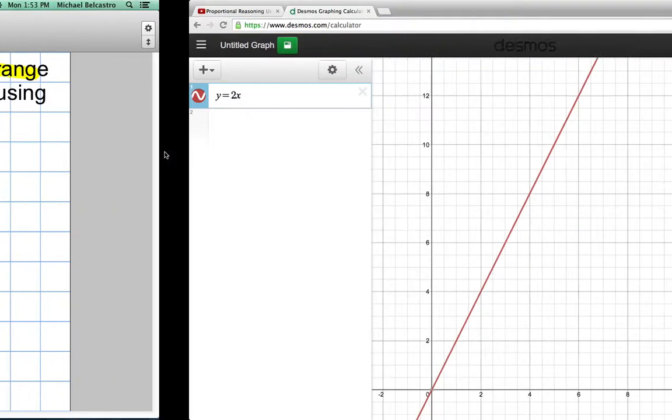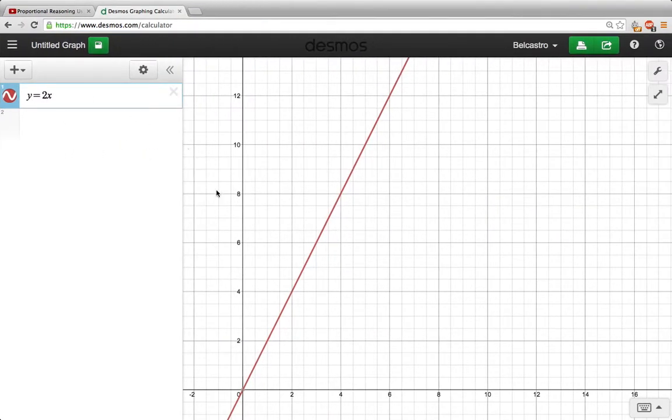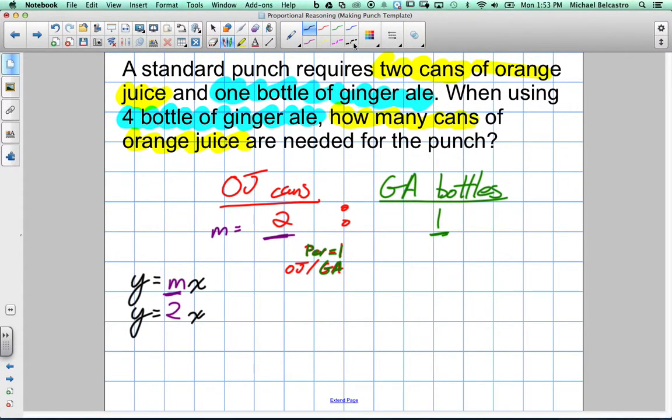So I'm going to write y equals 2x. So here's our y equals 2x. I've already put it out. And actually we should state that our ginger ales are our x value. They're the independent variable, which means our OJs are our y-axis and they are our dependent variable. That'll make a lot more sense when we come over here.